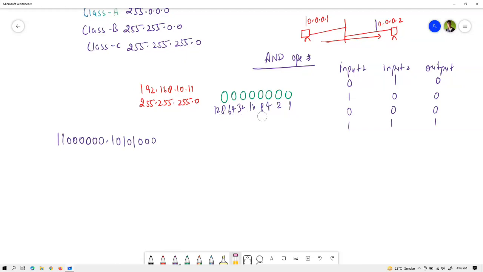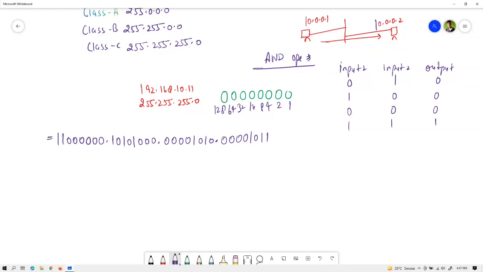Then what will be the binary of 10? 00001010, right? Then 11 is 00001011, right? So you can easily convert decimal to binary. You just need to write these 8 bits, and according to these 8 bits, you will be able to do this very easily. Okay. Then for the subnet mask, this is your input 1.